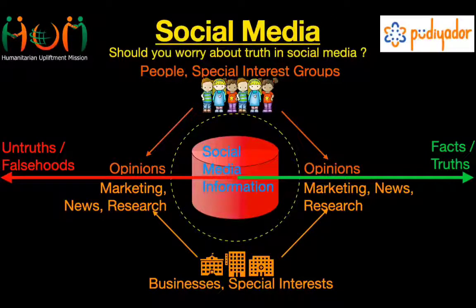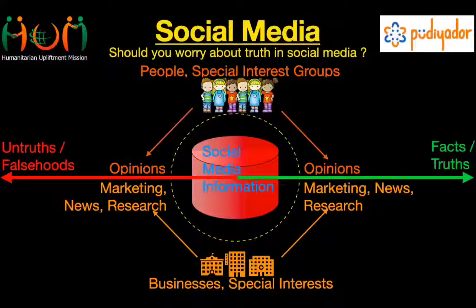Okay. So the reason you get into untruths and falsehoods is that at the top of this diagram here, you have people and special interest groups, and people have opinions. Opinions means, what do I think of something? What do I think of the earth? If I say the earth is flat, that means it is my opinion. It is not the truth. It is just my opinion. So on social media, a lot of what you see will be opinions of people, opinions of special interest groups.